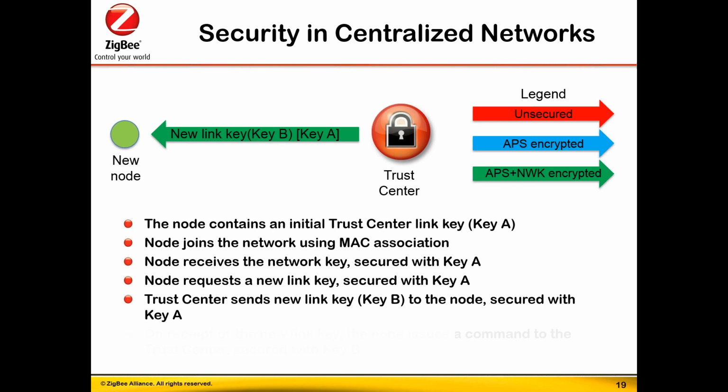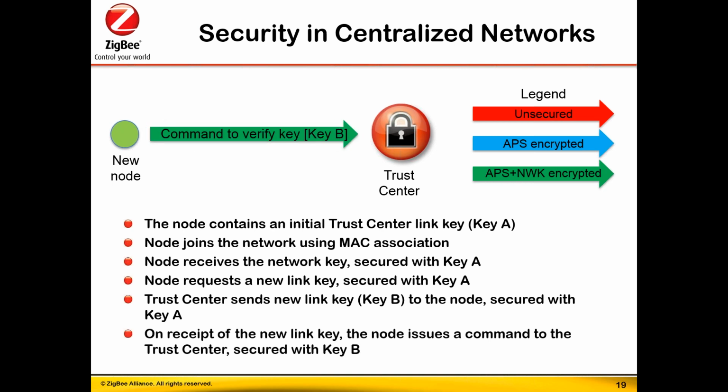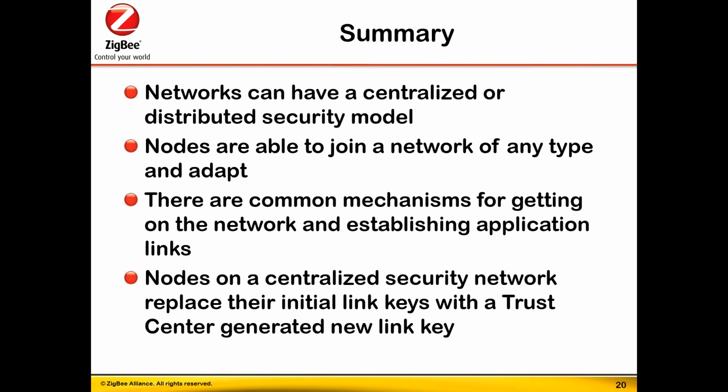And then on the next step, which is the final step of the communication here, we have a command exchange which allows us to verify that both devices understand what that new key happens to be, to avoid any missing commands and that sort of thing. So that's security in centralized networks, and hopefully that makes things a little bit more secure. So on the next slide, just to draw some conclusions here, networks can have either a centralized or a distributed security model, but nodes are able to join a network of any type, and they just adapt to it. There's no distinction between the two.